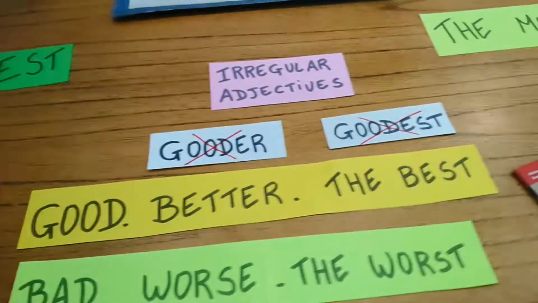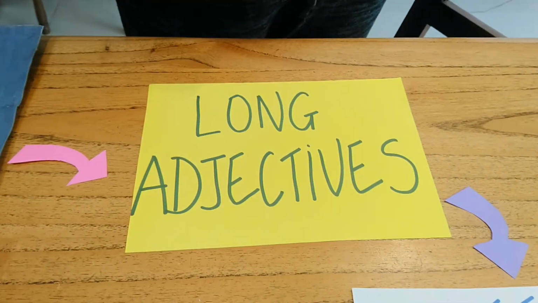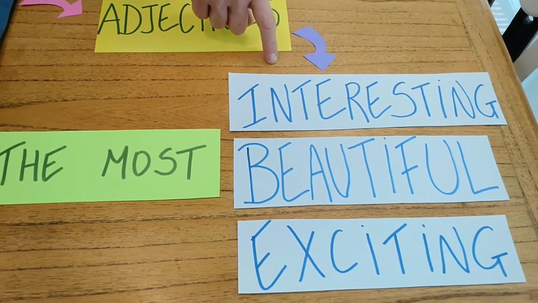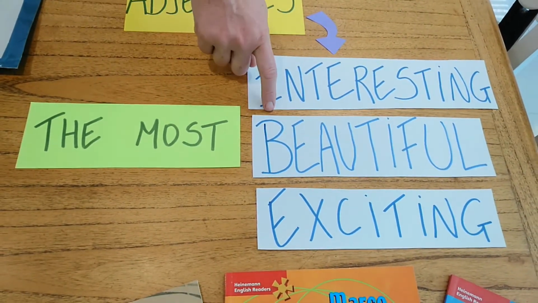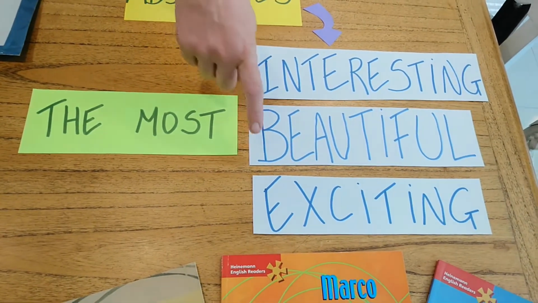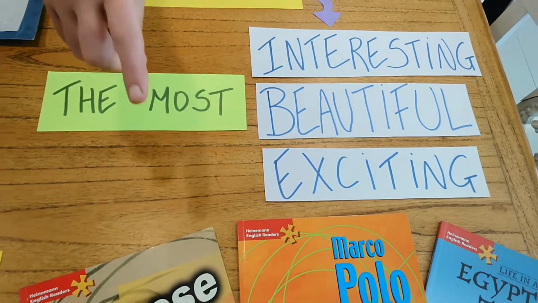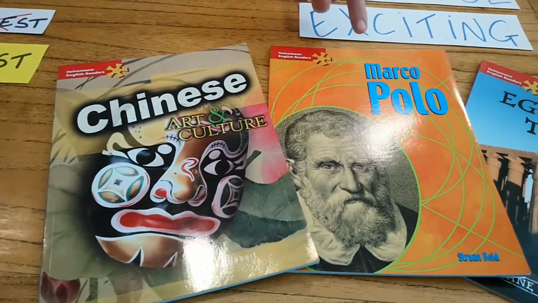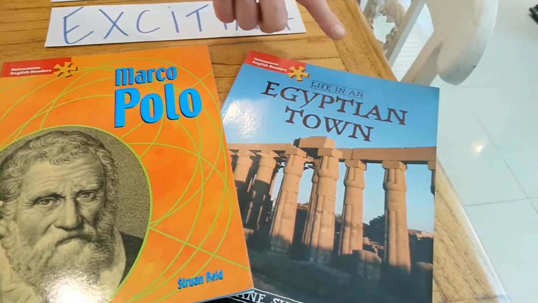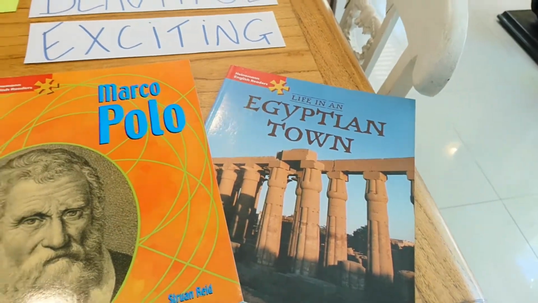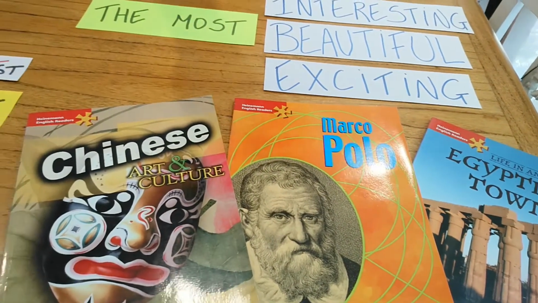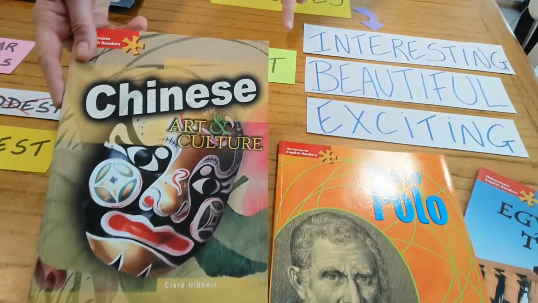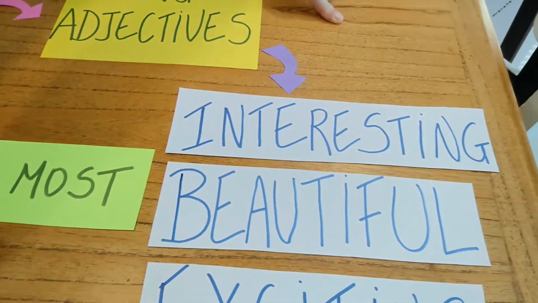Now, with a long adjective, when you want to use superlative, you have to say the most interesting, the most beautiful, the most exciting. For example, look at these books I have. Chinese Art and Culture, Marco Polo, Life in an Egyptian Town. For me, that I love art, I think that this book is the most interesting to read.